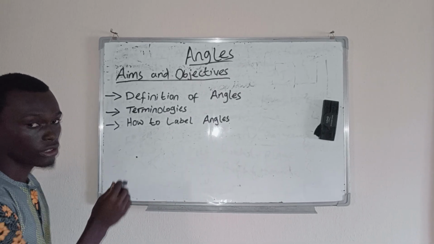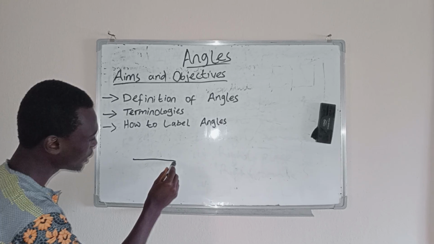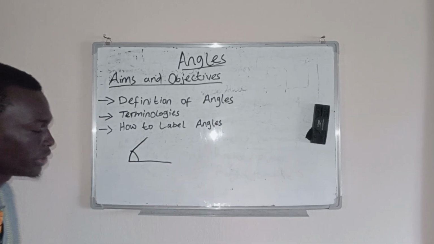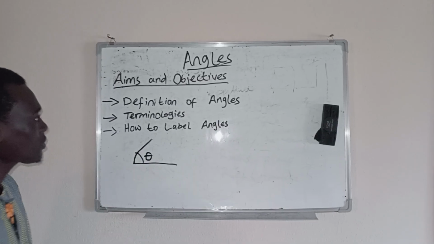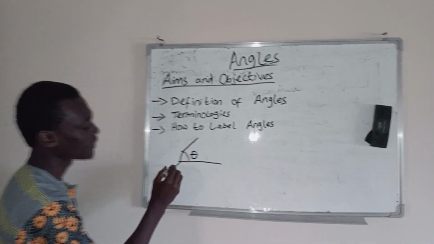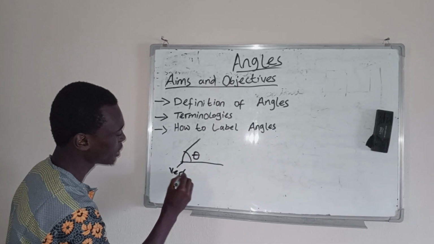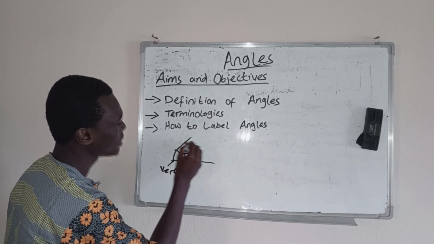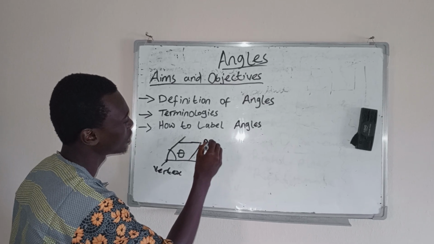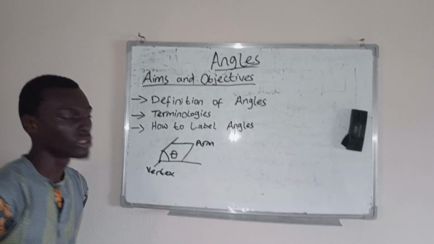A measure of rotation from a point from one direction to another. That is what an angle is. And this point where two lines meet is known as the vertex. And these also are known as arms. The arm of the angle.